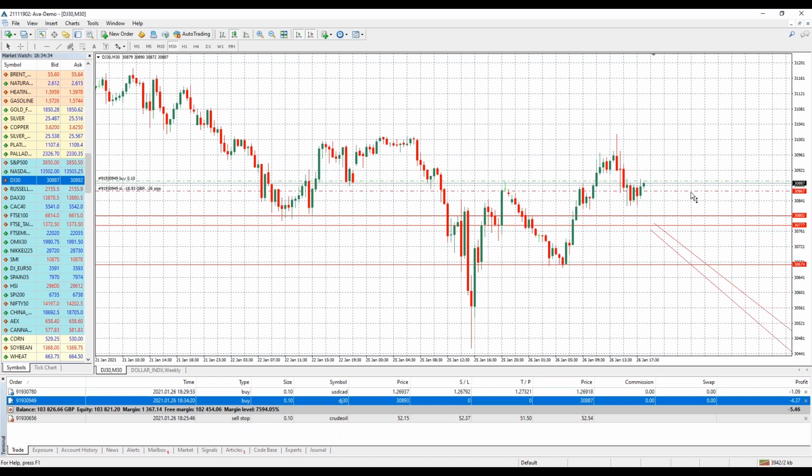Sorry, if I can click the right spot, there it is. Stop loss down here, right? And take profit up here. Now, I don't like that exact entry point, okay, because it's already made its bounce off the support level.